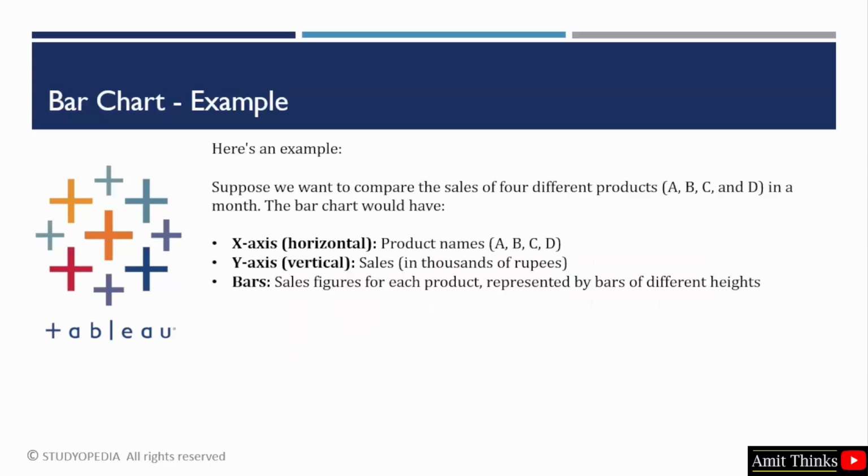Let's see another example. Let's say you want to compare the sales of 4 different products. So in a bar chart, in your x-axis you can place the product names, in y-axis the sales, and the bars will display your sales figure for each product. Okay, higher the height would mean more sales.